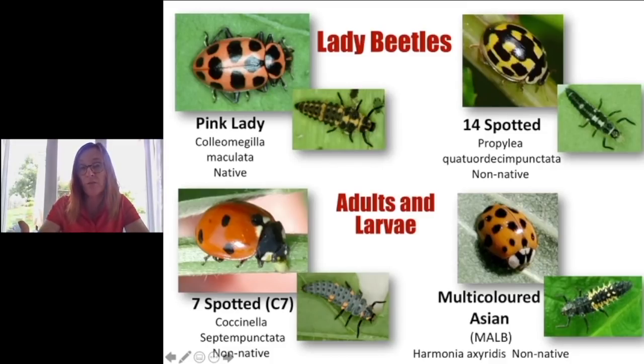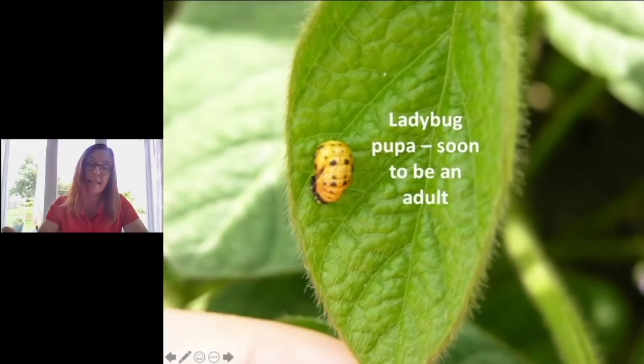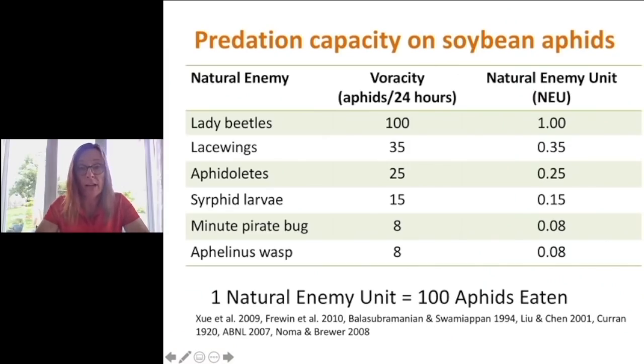I also get a lot of texts asking what this is. When you see what sort of looks like a ladybug, but it's stuck to a plant, that's actually the ladybug pupa. So after the larva, they stick themselves to the plant because it's a resting state, and they stay there until they molt into an adult. So they're not doing anything, but it's a good sign that you're going to have adults very soon. They have an incredible capacity to feed on our pests.